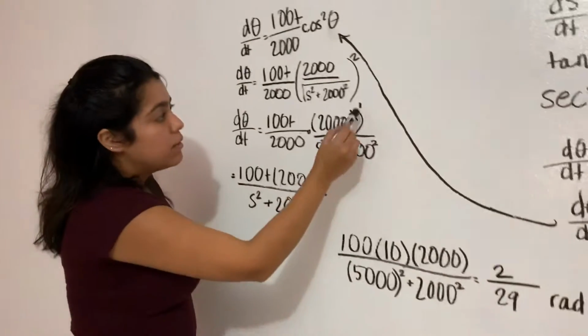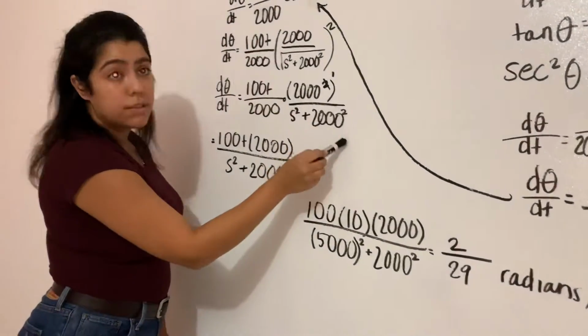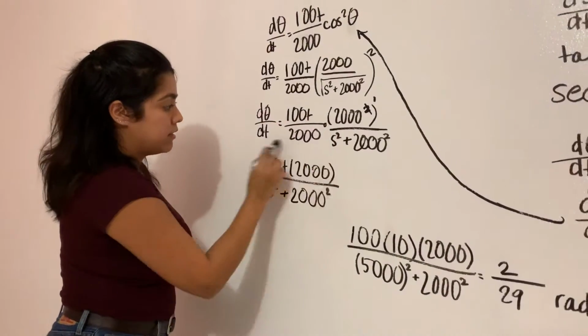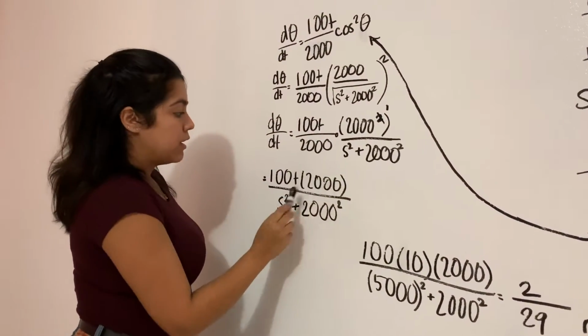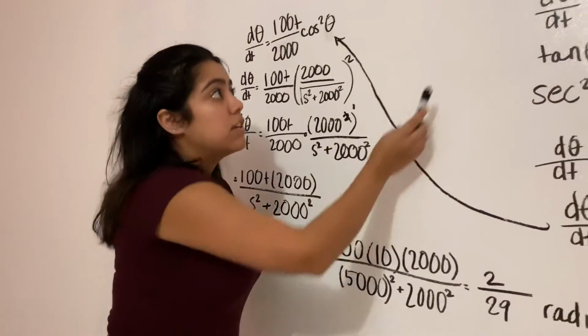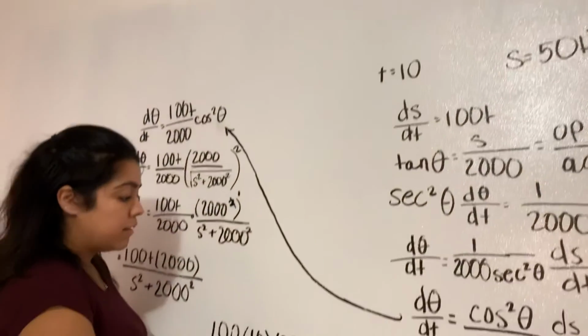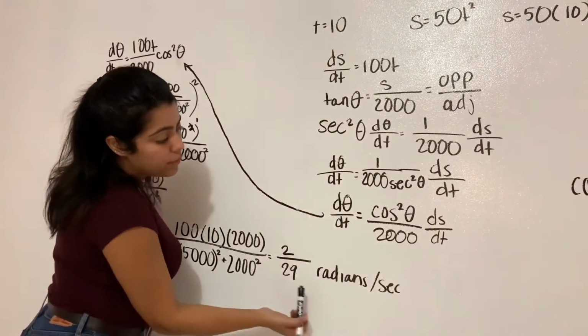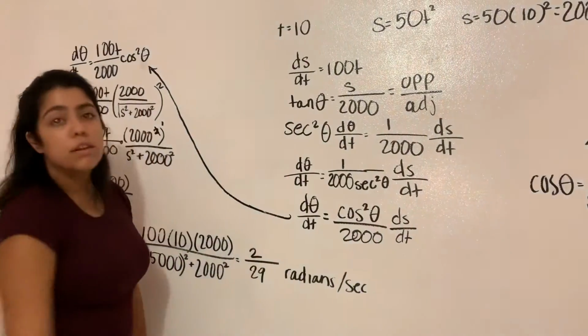Now the 2,000 is going to cancel out and the square root is going to cancel out. And then you're going to multiply these two and you're going to get this: 100t times 2,000 over S squared plus 2,000 squared. And then you're just going to plug in your t that you got at the beginning of the problem, and you end up getting 2 over 29 radians per second. And that is how you solve the problem.